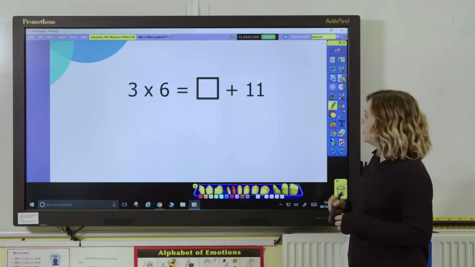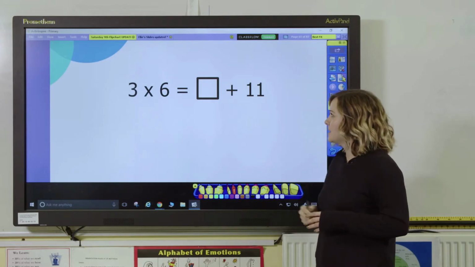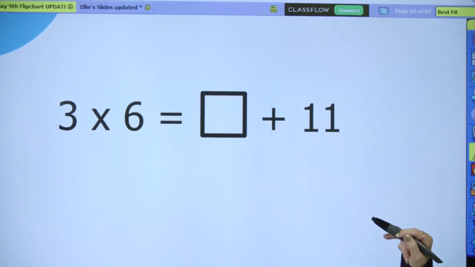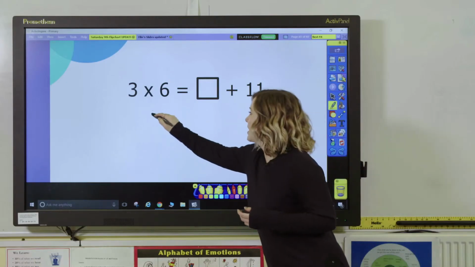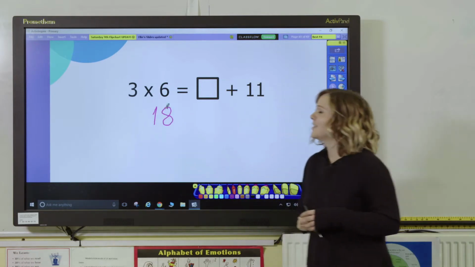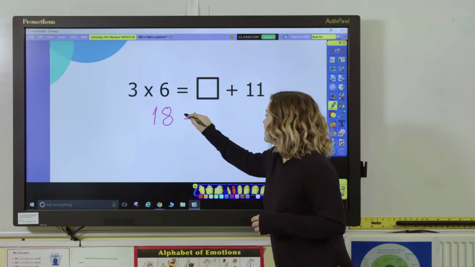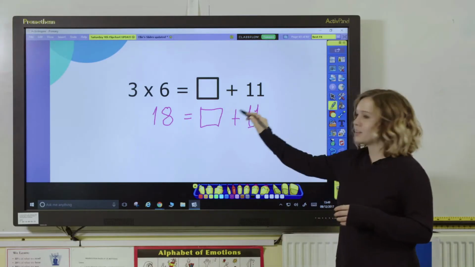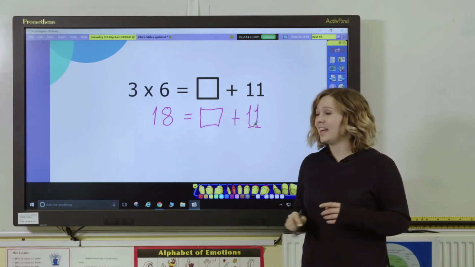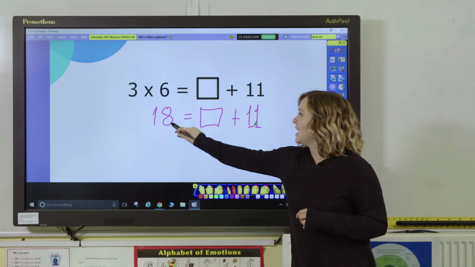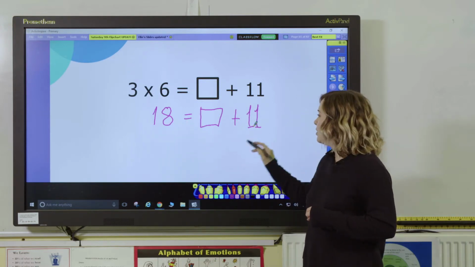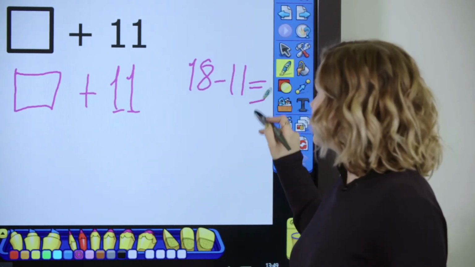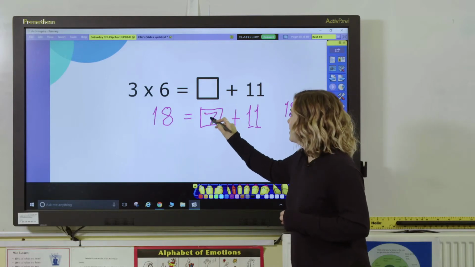A more challenging question that you might see in Key Stage 2, we've got this example here. So 3 multiplied by 6 is the same as something add 11. Now I'm going to write down the value of this side of my equation, which is 18, is the same as something add 11. Now, as I did in the last example, I'm going to encourage my pupils to understand they've got to use the inverse to work out this value. So 18 is the same as what add 11? You can do it as the inverse, 18 take away 11, and they should realise that that is equal to 7. So we're going to put 7 in this box here.